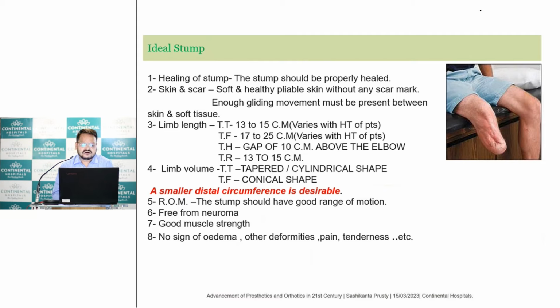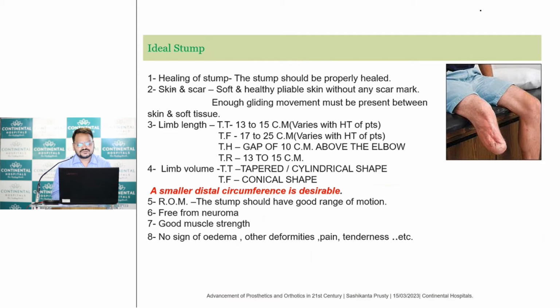Then transfemoral, which is preferably a conical shape, which we like because donning and doffing will be easy in those conditions. A smaller distal circumference is always desirable because of the muscular lock. If the end is a bit bigger and the top is less, then opening and closing of the prosthesis will be slightly difficult. So normally a smaller distal circumference is desirable.